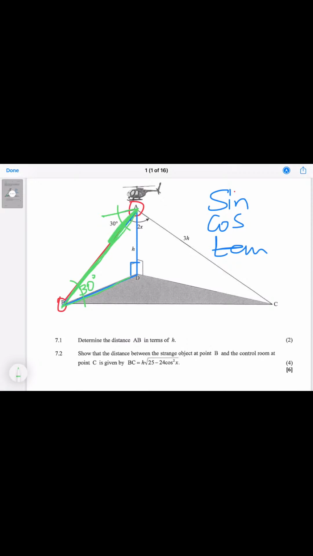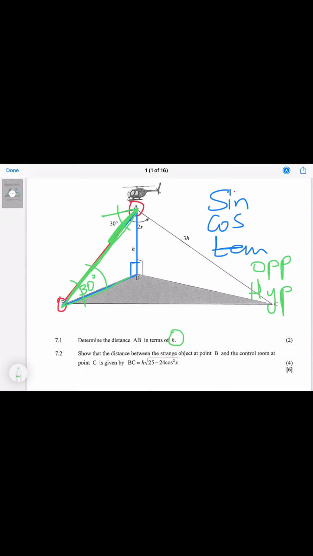in terms of H. Let's see, you have H being opposite to that angle, and the AB that you are looking for is the hypotenuse. Then you ask yourself a question: which trig ratio has opposite and hypotenuse?